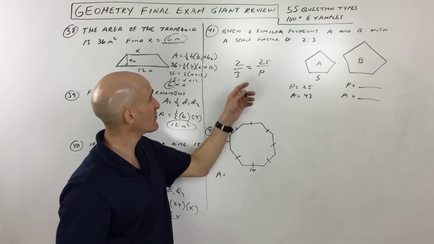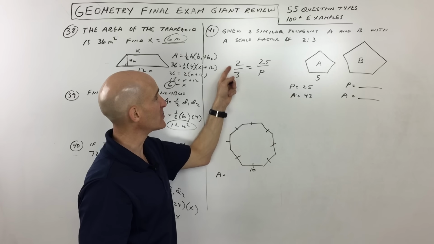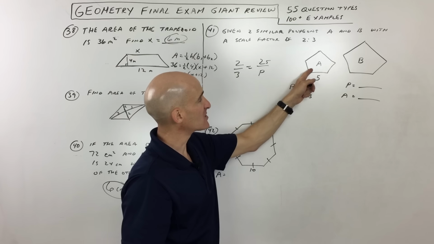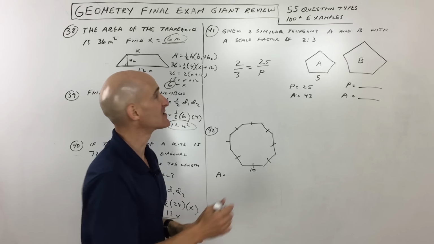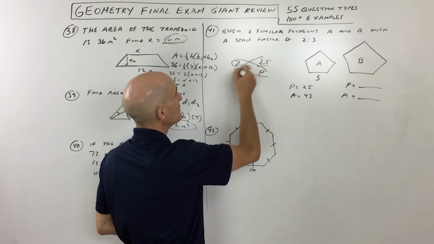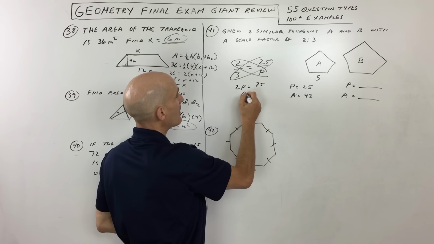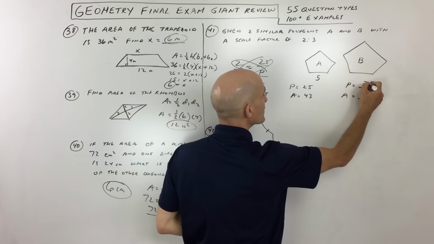Now notice when I set up this proportion, I did small to large. See, 2 is smaller than 3, so small to large. I did the perimeter of the small figure to the large figure. See, small to large, small to large. You want to keep that consistent. Then you cross multiply on the diagonal, right? So 2p equals 75, divide by 2, that's 37.5, whatever the units are.